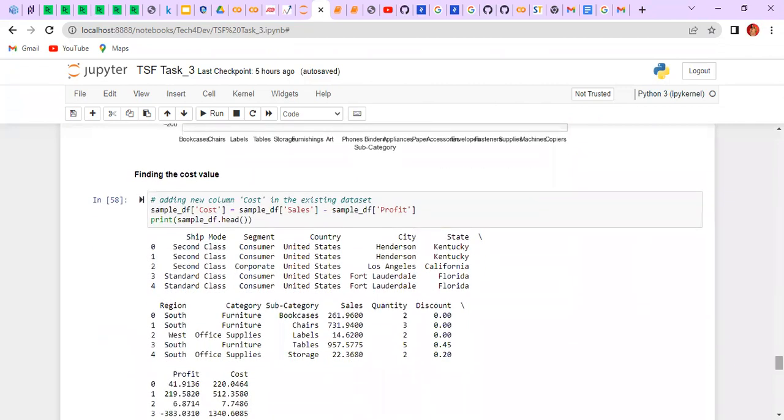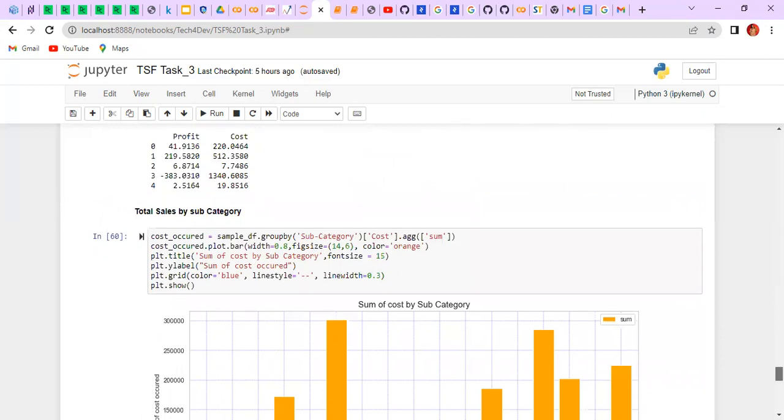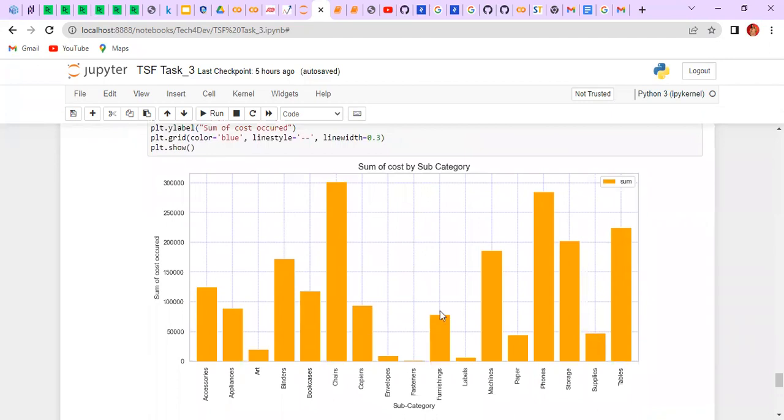And then finding the cost value, there was no cost column in the data set. I had to add a new column called cost to the existing data set. This is what I did, and then I checked for the total sales by subcategory. Checking for total sales by subcategory, I found out that chairs actually had the highest. So people purchase more chairs, followed by phones, then tablets. From here, you can see that the least is fasteners. That's the least purchase people make.